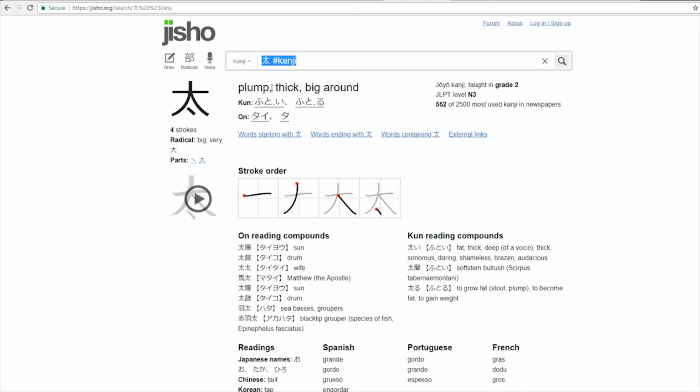The kunyomi for it is going to be futoi. And the onyomi for it is going to be... I know the second part is E, but... Tai. Yeah, that's what it is. That's ta. So, tai.